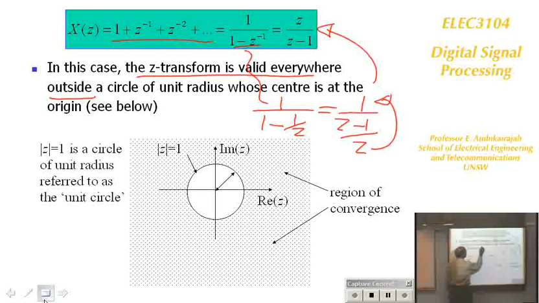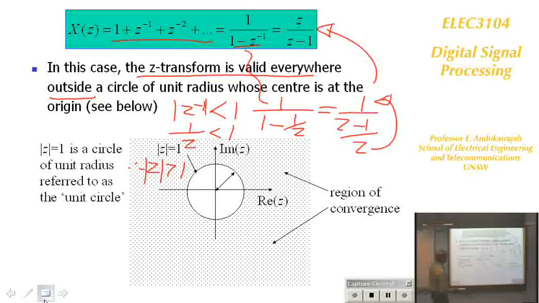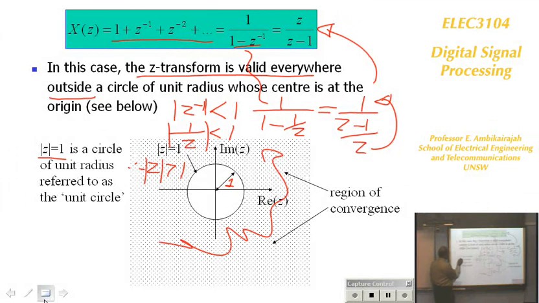is less than 1, that means 1 over that is less than 1, therefore that is from here greater than 1. These are our modulus. It's greater than 1. Greater than 1 means this is 1, so this area is the region of convergence. So mod z equal to 1 is the unit circle.